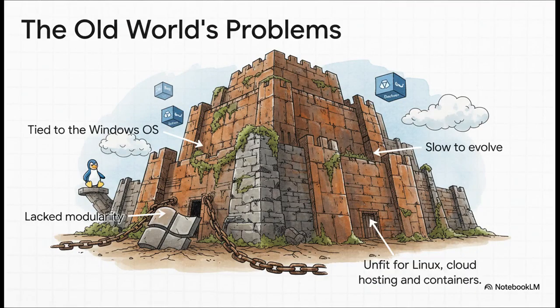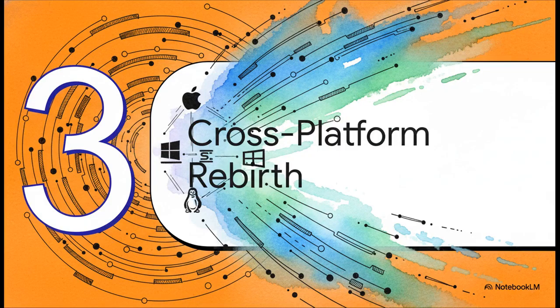So let's just break it down. The old framework was trapped. It was welded to Windows and its web server IIS. Because it was one giant monolithic library, you had to take the whole thing, even the parts you didn't need. This made it slow to update, and it just couldn't compete in the new world of Linux servers and Docker containers.